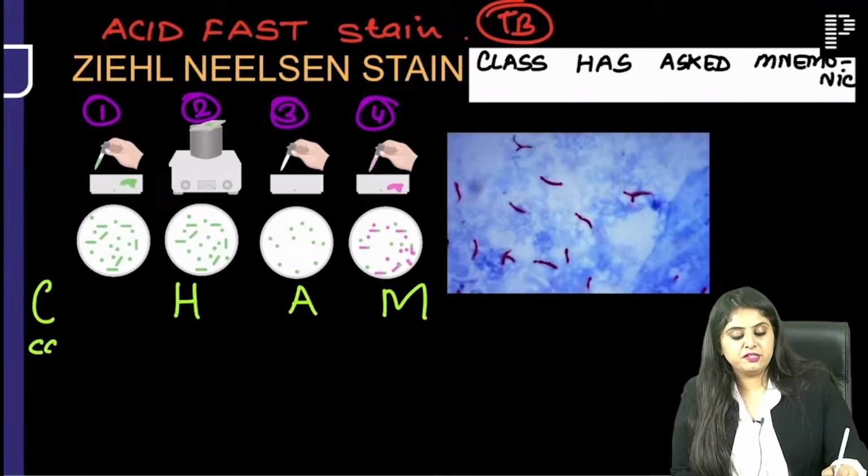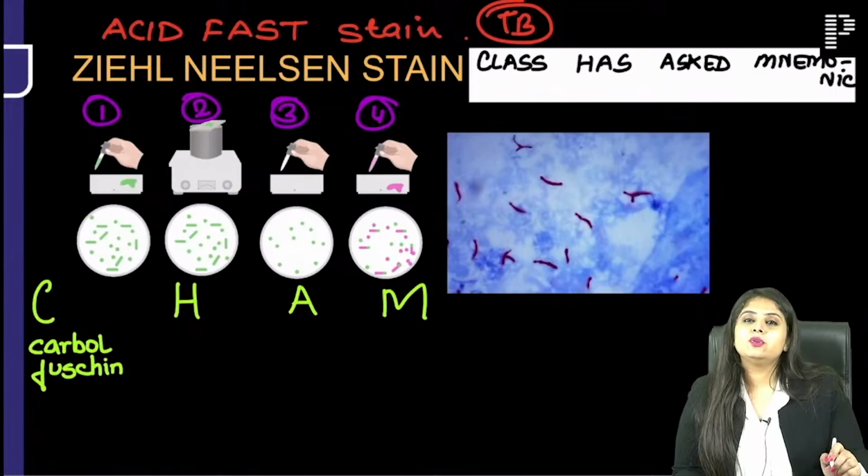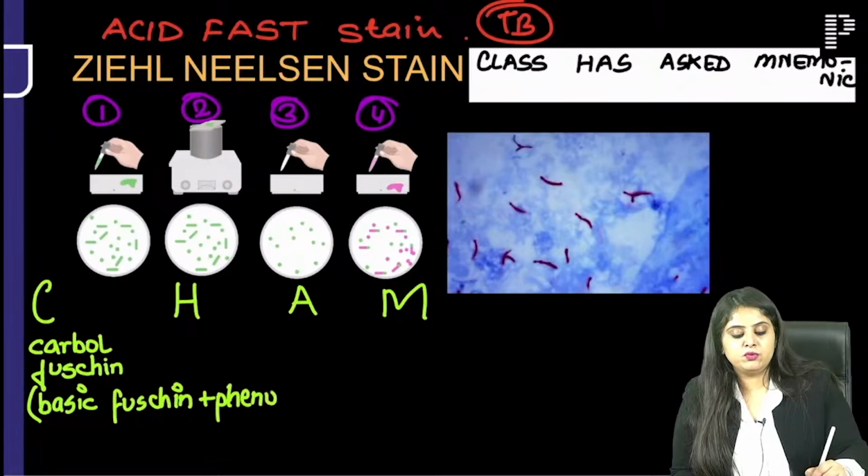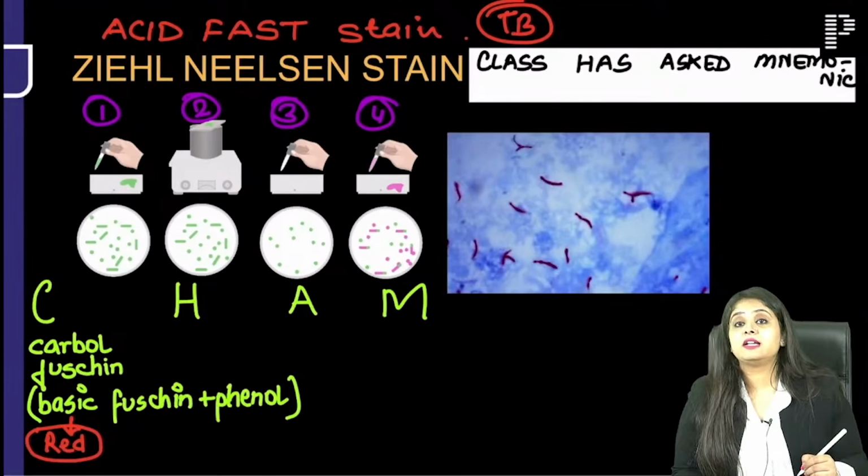So C for the first thing that you will add is going to be carbol fuchsin. Now many of you will wonder, okay, when it was crystal violet I knew violet color would come. What is carbol fuchsin? Carbol fuchsin is nothing but a combination of basic fuchsin plus phenol. And remember, whenever basic fuchsin and phenol are being used, did I just tell you the color of basic fuchsin some time back? It is red in color.